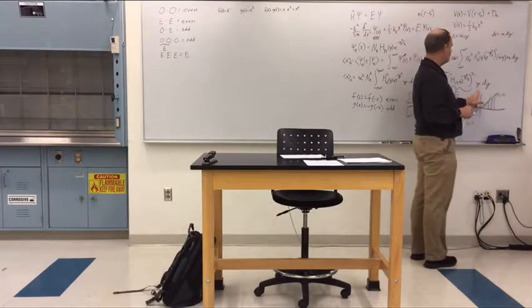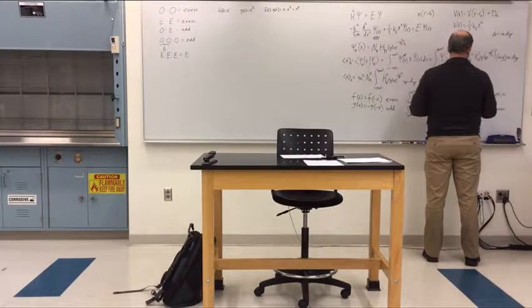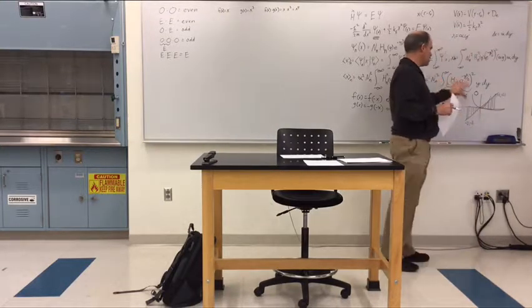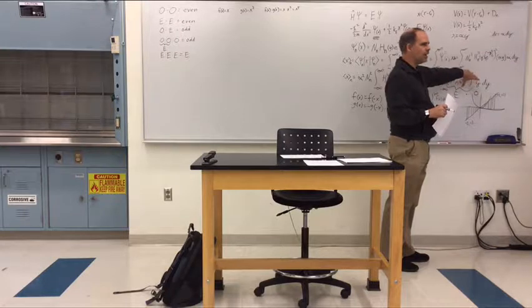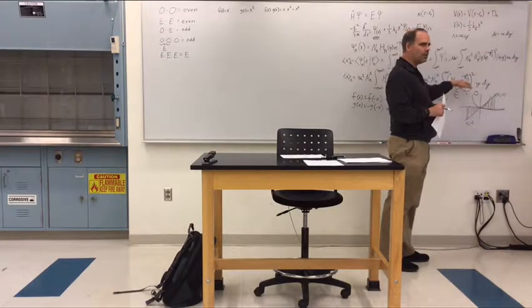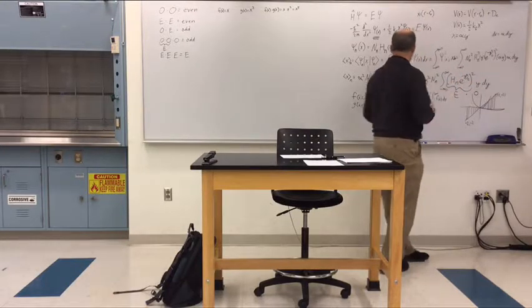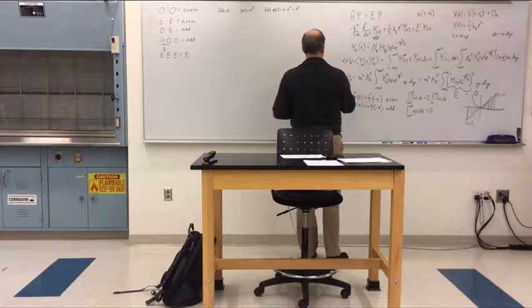So you essentially have even times odd, so that means that the result of this multiplication is odd. So we don't actually care about what all this is. This is an odd function. We're integrating from negative infinity to infinity. Therefore, that's 0.